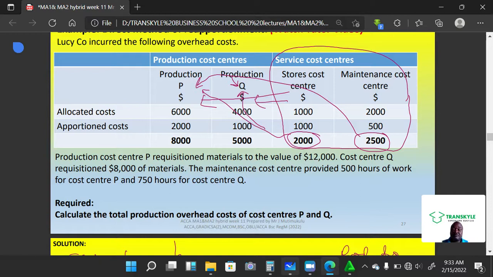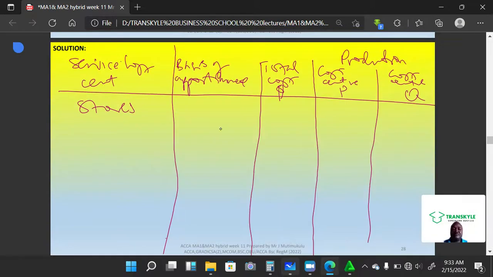So this is what we are going to do. We're going to use materials requisitioned as our basis, because from the stores we get raw materials for production. We don't get buns and cokes, refreshments, etc. We don't get those ones. We get materials requisitioned. Okay, and the total cost for this particular service cost center.